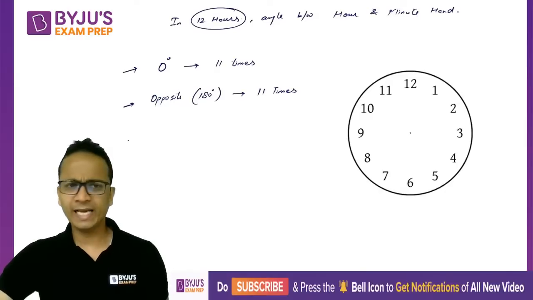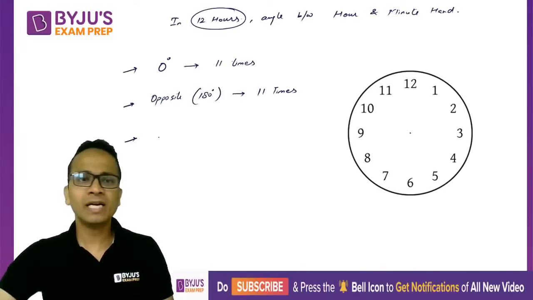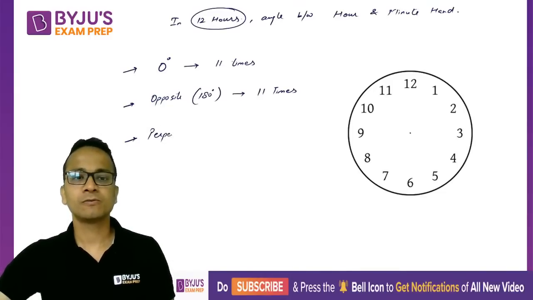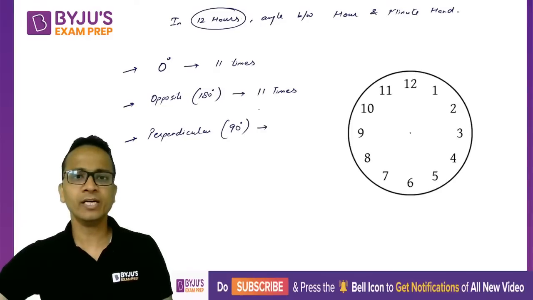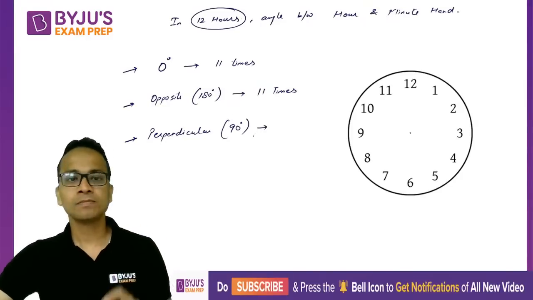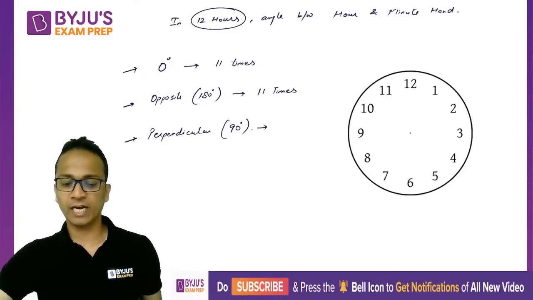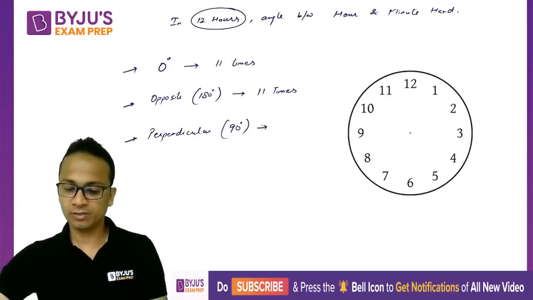All right. Next question generally asked is, how many times are the minute hand and hour hand perpendicular to each other? Perpendicular means they are making an angle of 90 degrees. Okay. So in 12 hours, how many times will they be perpendicular to each other? Yes, come on, give me an answer for that. How many times will they be perpendicular to each other?